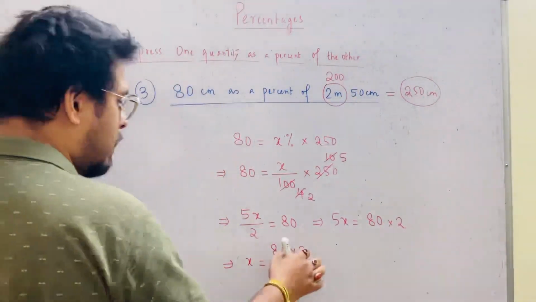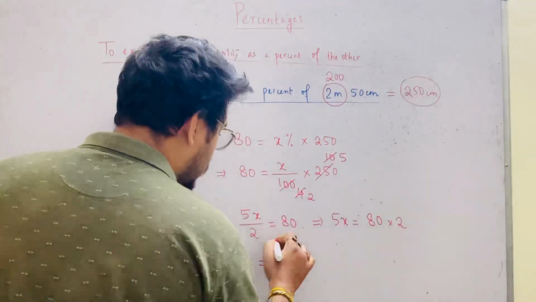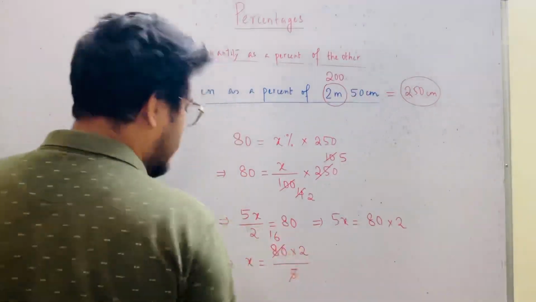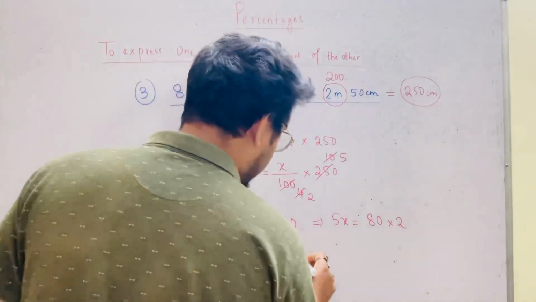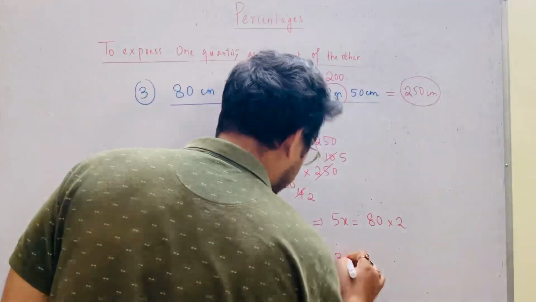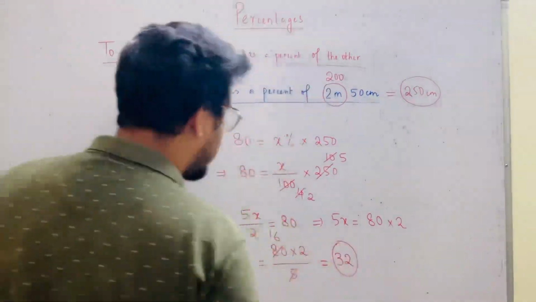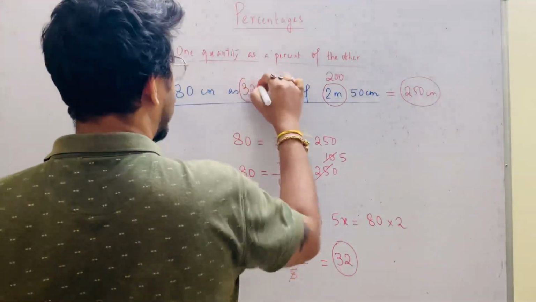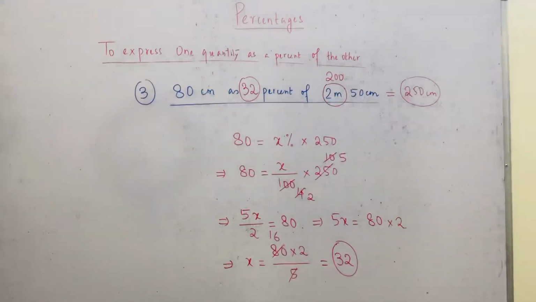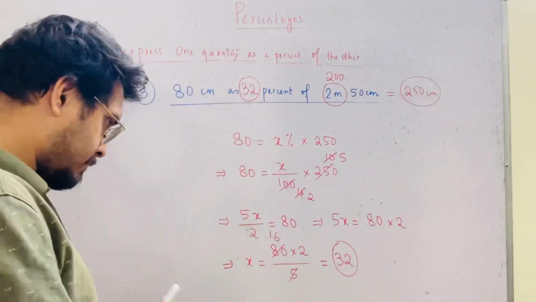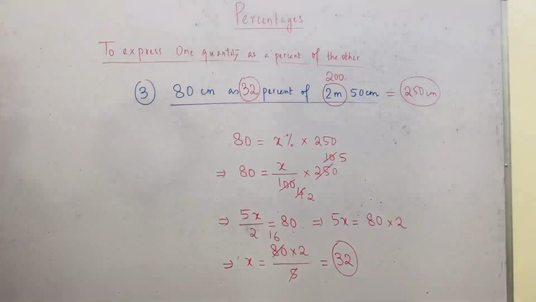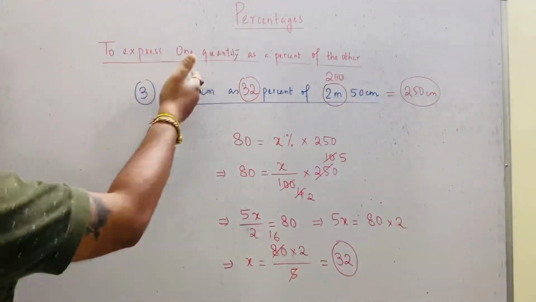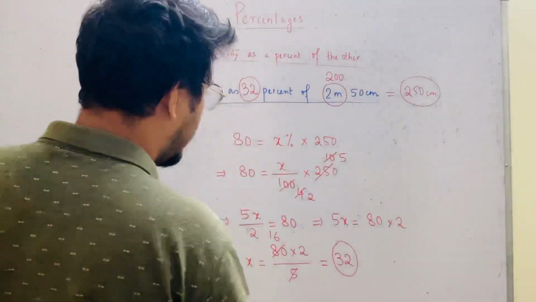The reason why I didn't multiply is so that I can eliminate. 5 times 16 is 80. 16 times 2 is 32. So the answer is 32%. 80 centimeter is 32% of 2 meter 50 centimeter. So this is how we apply this to express one quantity as a percent of another.